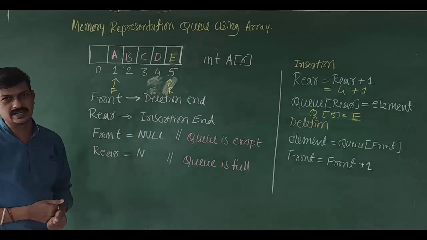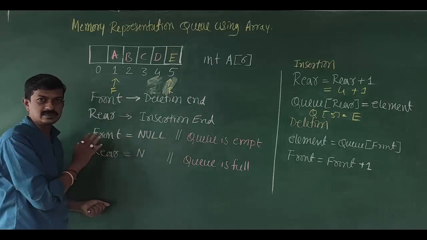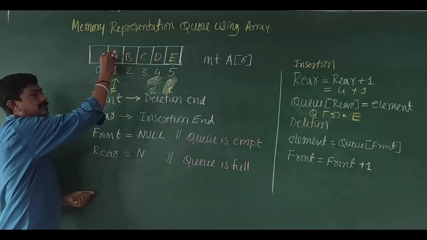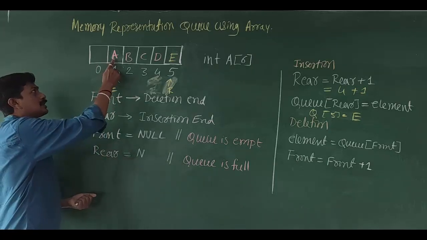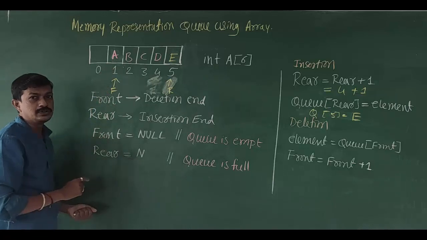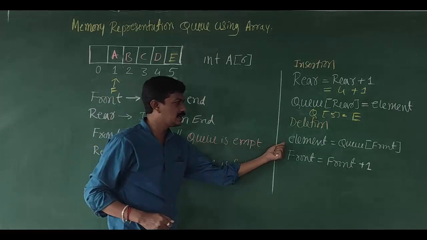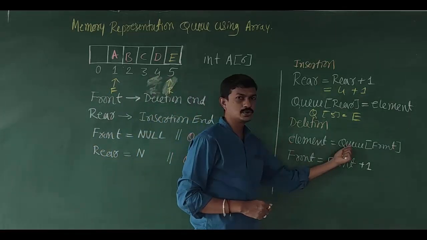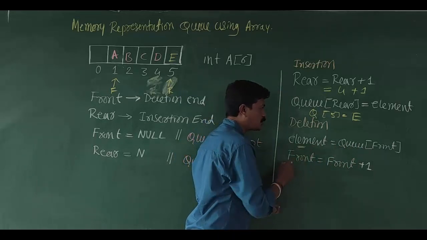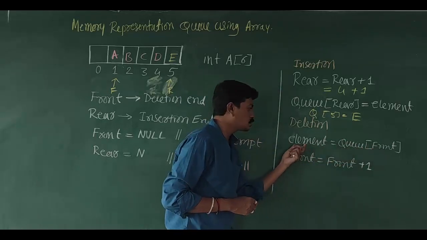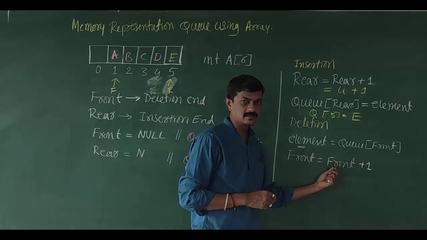Now I want to delete. The concept is simple. If you want to delete an element from this array, you need to delete the element which the front pointer is pointing to. Once you have deleted the element from this array, you need to increase that front pointer to its next higher index value. See the deletion operation: element equals Q of front. The element which Q of front pointer is pointing to should be deleted. Once you have deleted that element, after that we need to increase the front pointer.